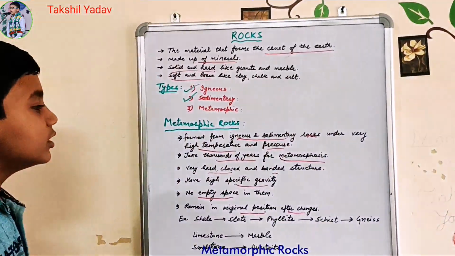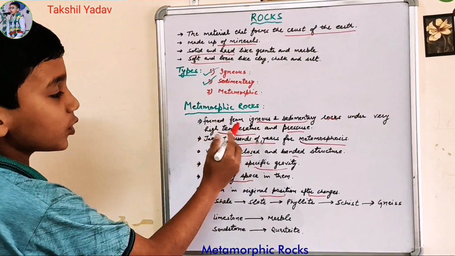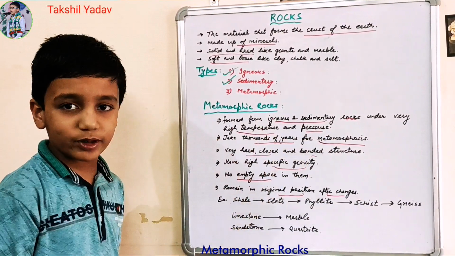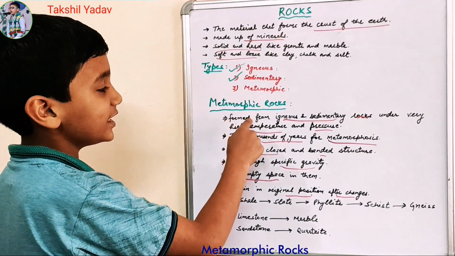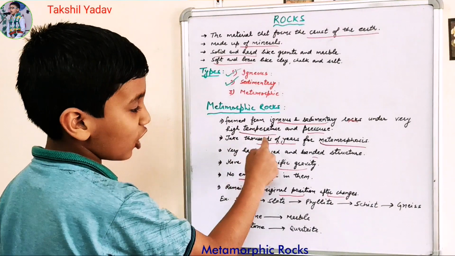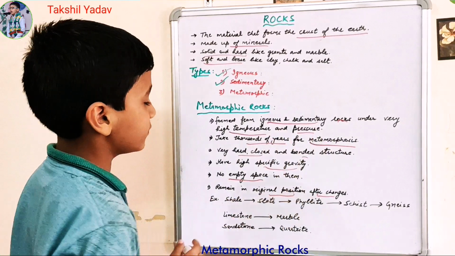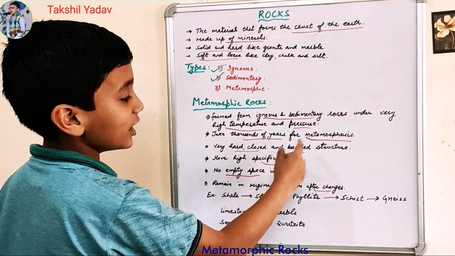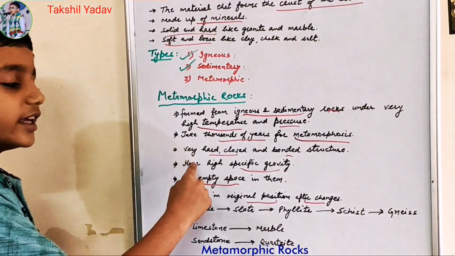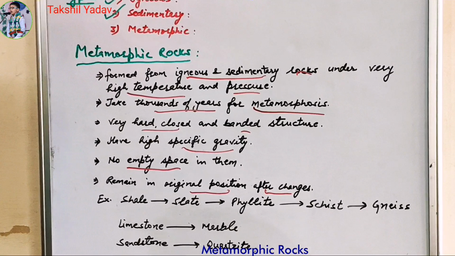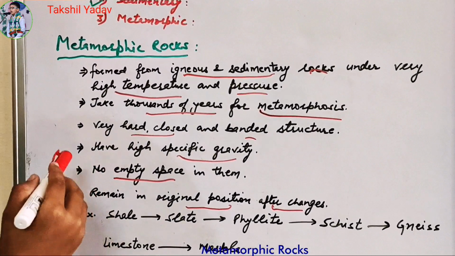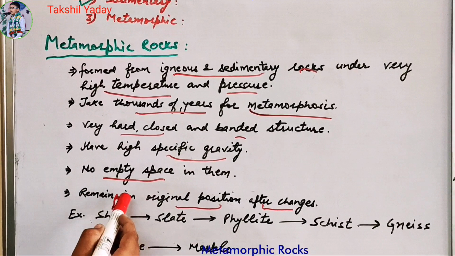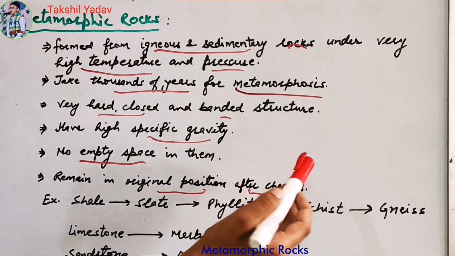First, metamorphic rocks are formed from igneous and sedimentary rocks under very high temperature and pressure. Igneous and sedimentary rocks take thousands of years for metamorphosis. Metamorphic rocks have a very hard, closed and banded structure. They have a very high specific gravity. They also have no empty space in them, and they remain in original position even after changes.